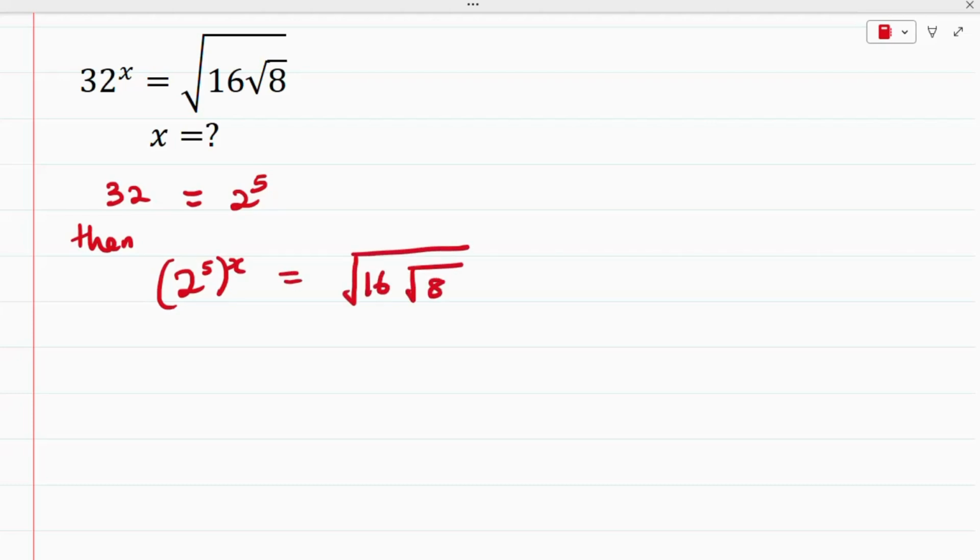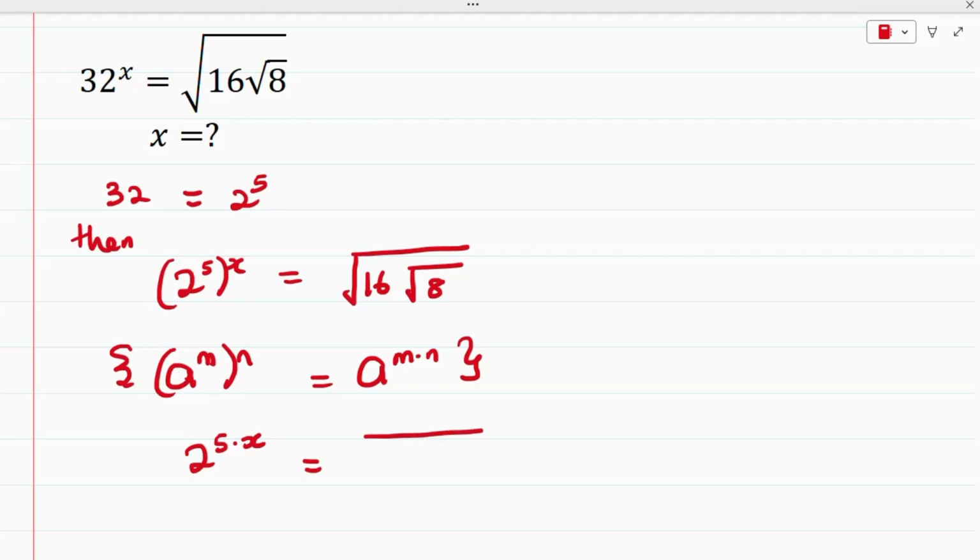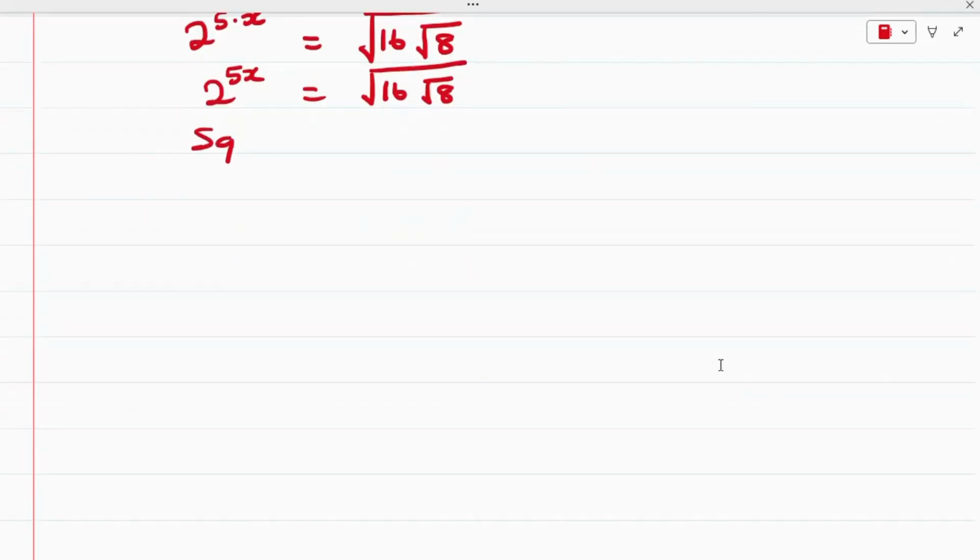Of 8. So we want to apply the property of exponents that says if we have a raised to the power of m, raised to the power of n, this is equal to a raised to the power of m multiply n. So we have 2 raised to the power of 5 multiply x is equal to the square root of 16 into the square root of 8. So we have 2 raised to the power of 5x is equal to the square root of 16 into the square root of 8. So from here, we want to simply what?